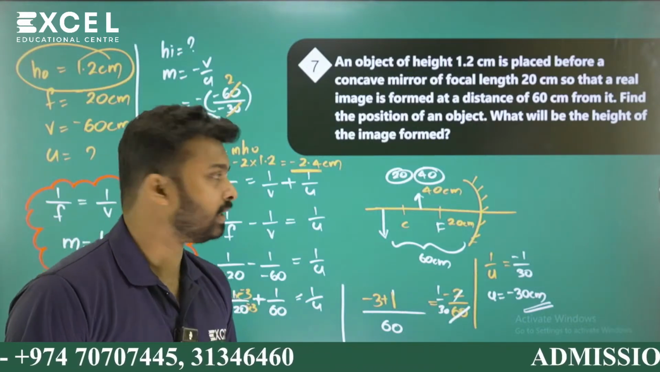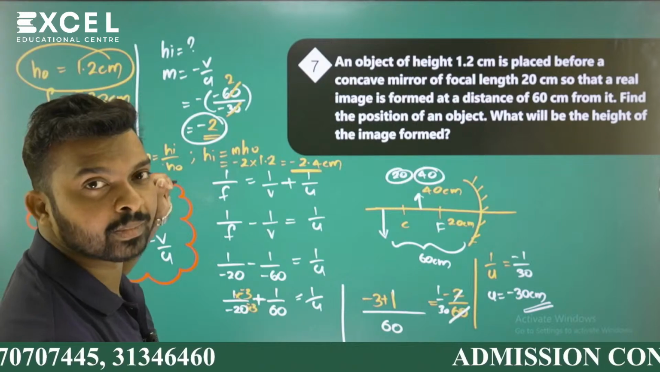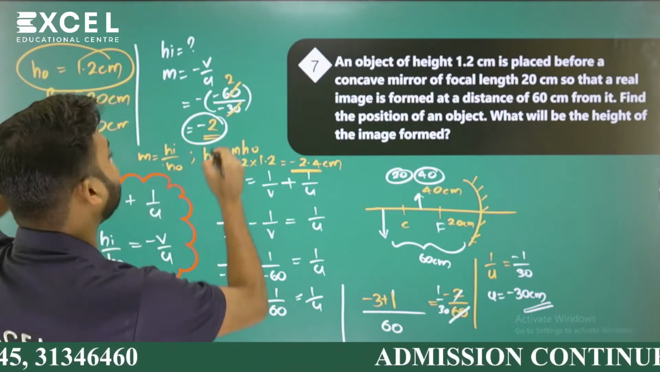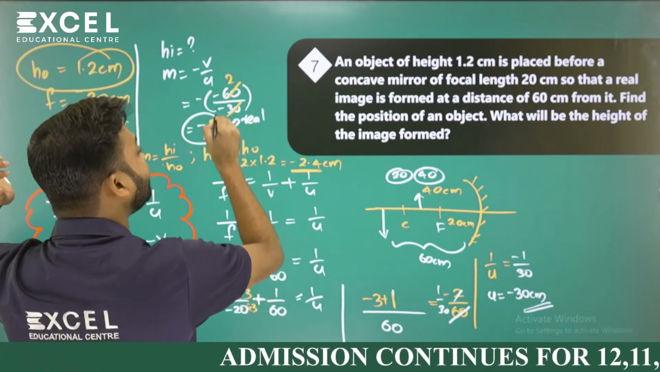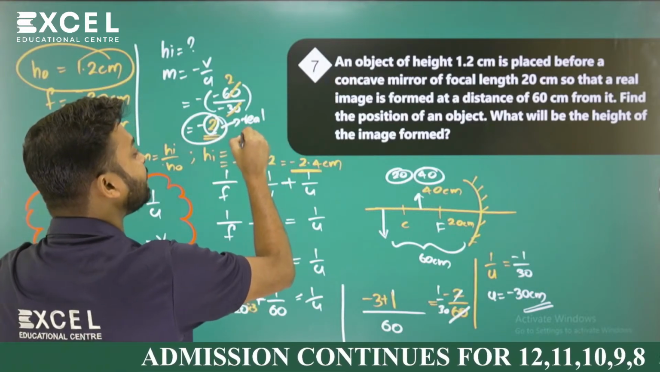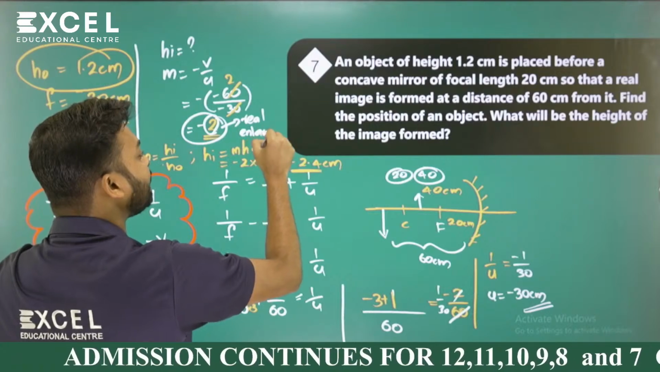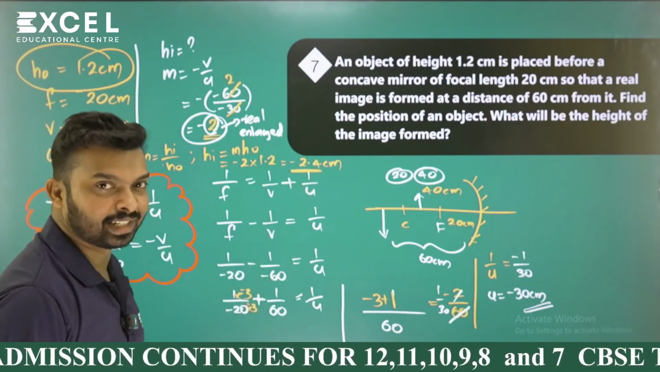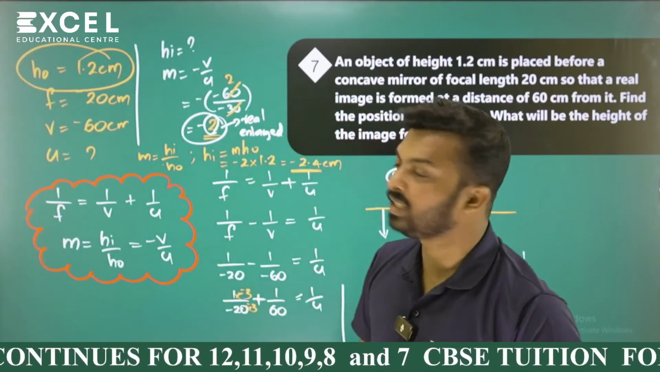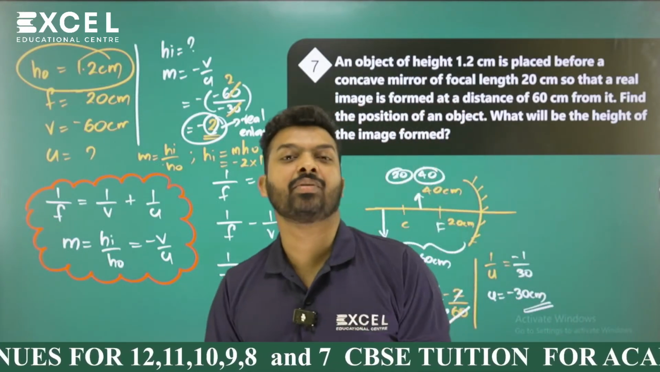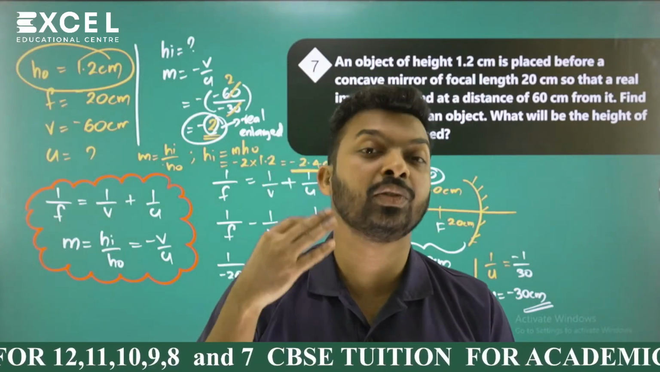Okay, so here I am getting a negative value, which clearly says it is real and inverted. Also, this is greater than 1, which means it is enlarged. Am I getting an enlarged value or not? Yes, it is. Understood or not? Okay, so this is the way of finding the answers. You can expect these kinds of questions for around 3 to 4 marks.